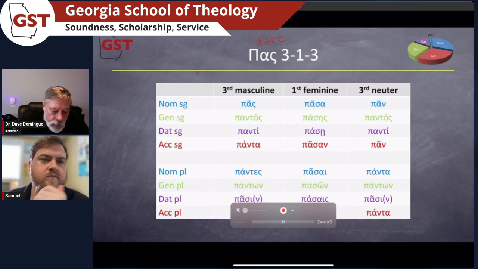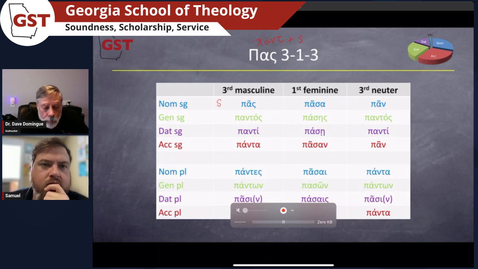So what is our ending for the nominative singular? It's a sigma. What happens when the sigma comes against the tau? Well, the tau drops out. Well, that leaves the nu. What happens when the sigma comes against the nu? Same thing, the nu drops out. So you get pas. There you go.